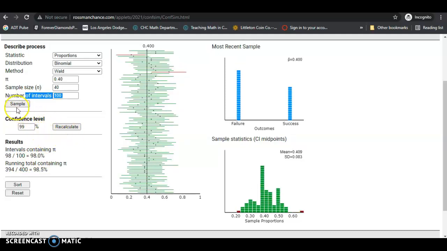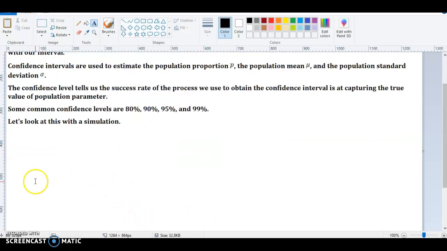So if we run the simulation several more times where we sample 100 more confidence intervals, we see that out of 400 of the simulated intervals, 394 captured the value of the population proportion. Based on these results, we can make some observations.